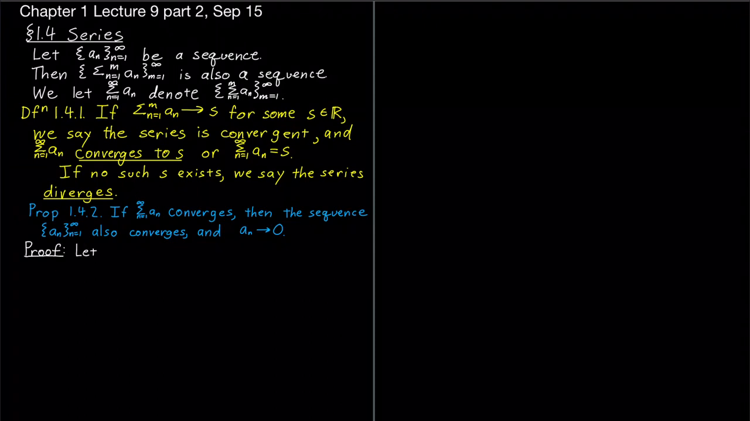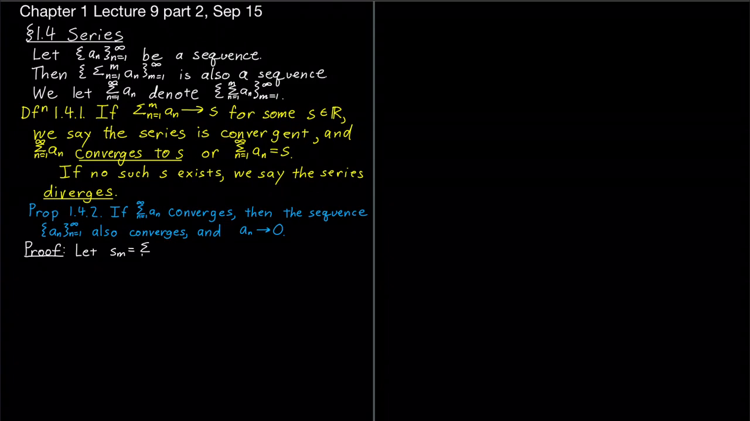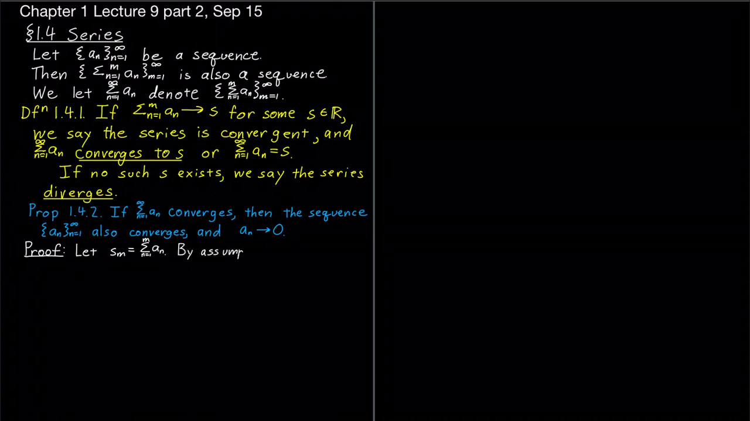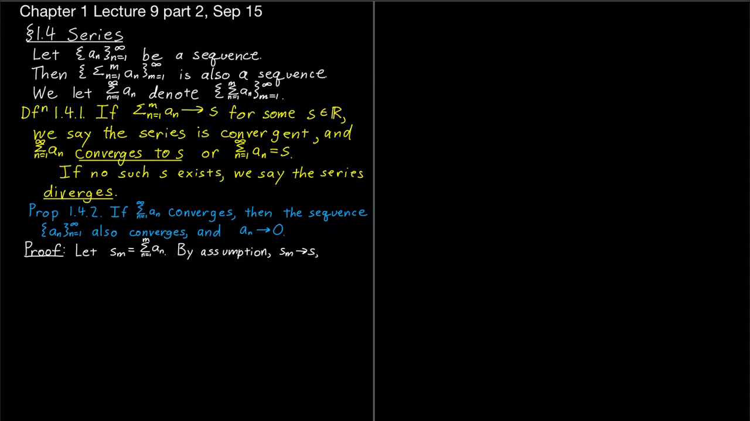So let's let S_m be our partial sum. So by assumption, S_m converges to S for some S in R, some real number S.